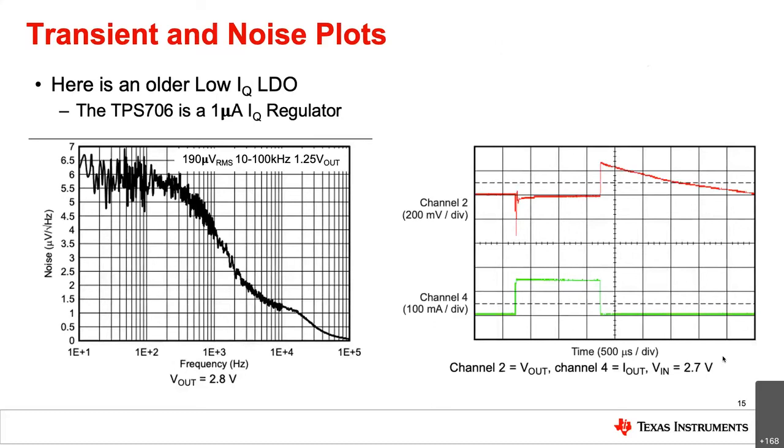So here is an older low IQ LDO, the TPS-706, which was designed for strictly the low IQ market with 1 microamp of quiescent current. As you can see, it results in 190 microvolts VRMS, so that's between the 10 hertz to 100 kilohertz bandwidth, and has a fairly large undershoot, so almost 400 millivolts in this load transient response, which goes from no load to full load, as well as a fairly slow settling time. So I believe on this scale, it's a little bit greater than 100 microseconds, so pretty slow.